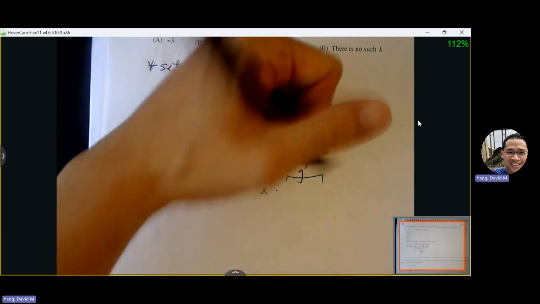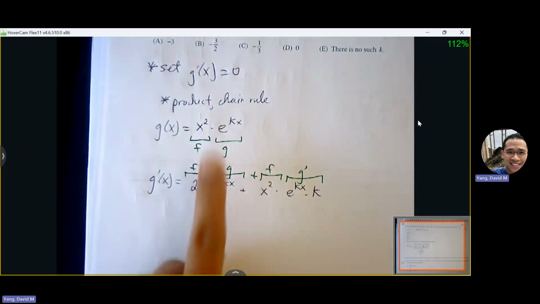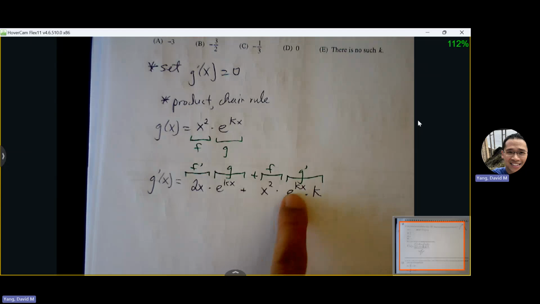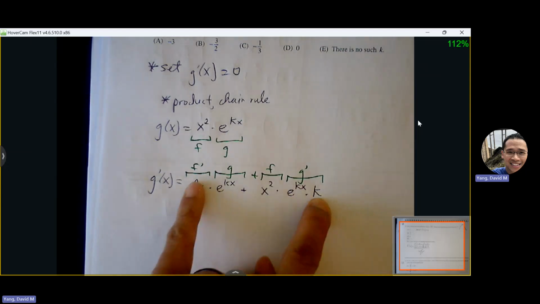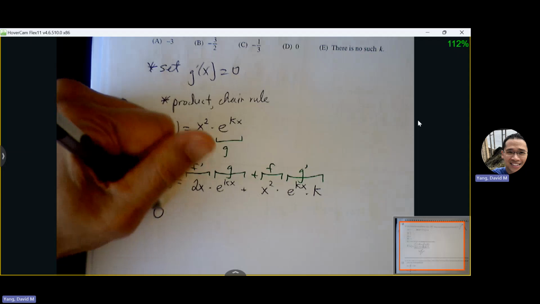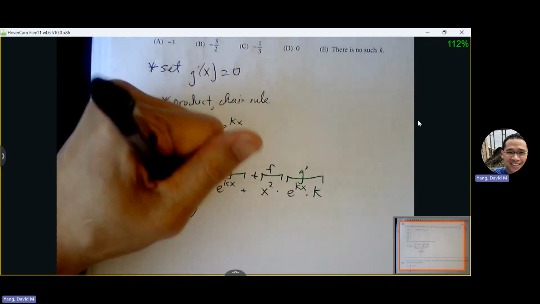E to the kx becomes e to the kx times k. It's like e to the 3x, right? E to the 3x becomes e to the 3x times 3. So we'll just treat that k like we would a number. Okay. Set that equal to 0. That's the process we take to find critical points.